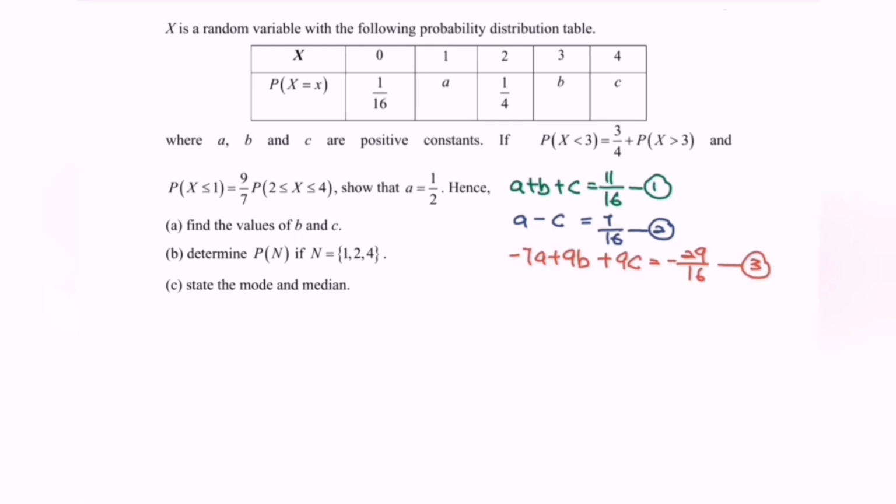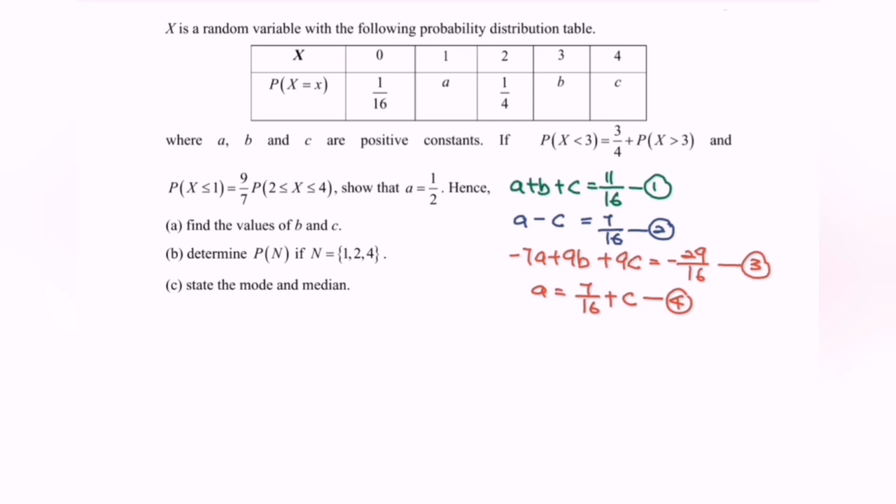Show that A is equal to 1 over 2. Hence, find the values of B and C. Refer to the second equation. Kindly express A as the subject. So A is equal to 7 over 16 plus C. Substitute this equation number 4 into the first and the third equation.